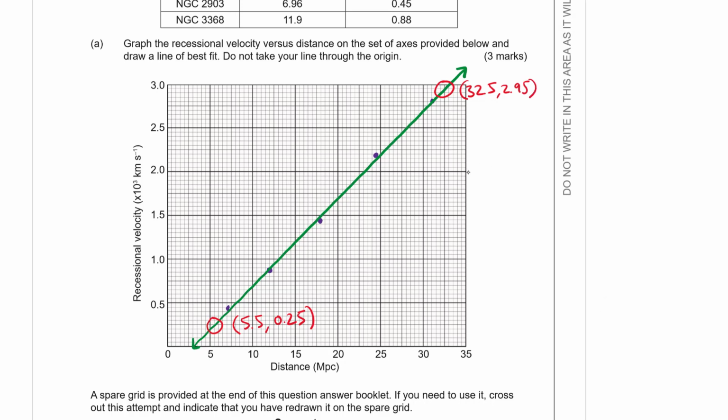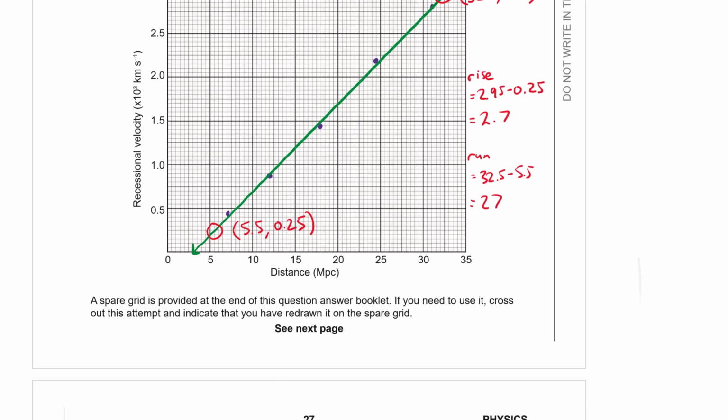Right, so now I can work out my rise and run. My rise is going to be 2.95 subtract 0.25, and I get 2.7. And my run is going to be 32.5 subtract 5.5. You don't need to have your working here, I'm just doing it so you can see what's happening. And I notice that they're actually a good ratio of each other. But let's see what happens down here.